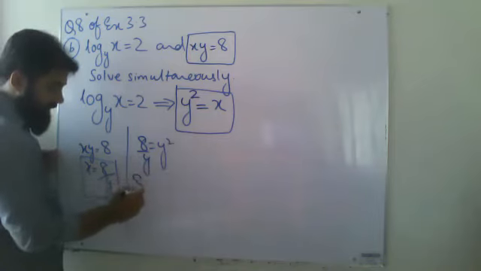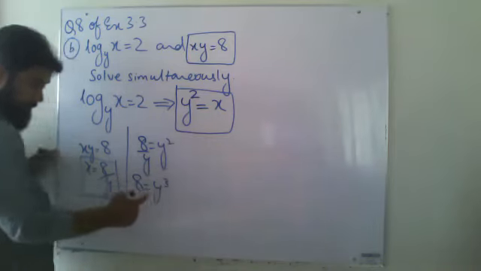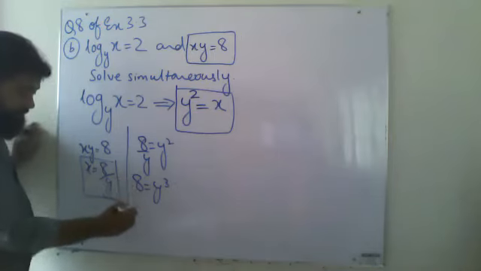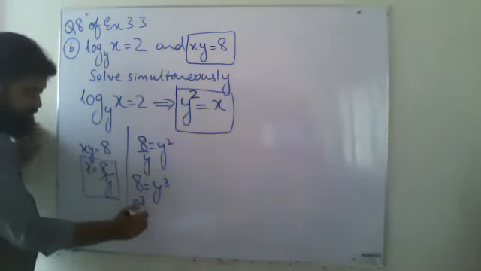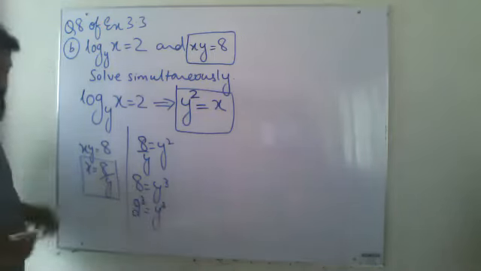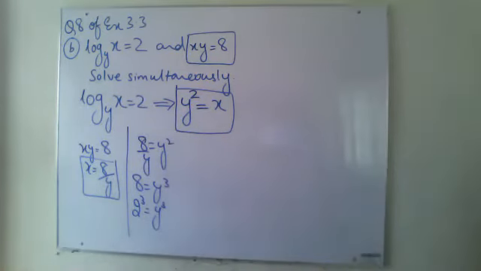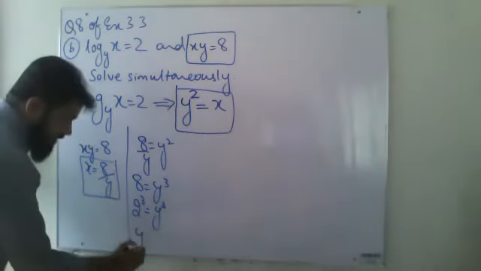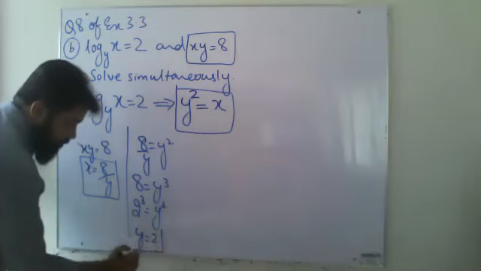Simplifying it, 8 equals y cube, making it 2 cube equals y cube. Over here the power is the same on both sides, so both sides are equal. It means the value of y is coming equals to 2.